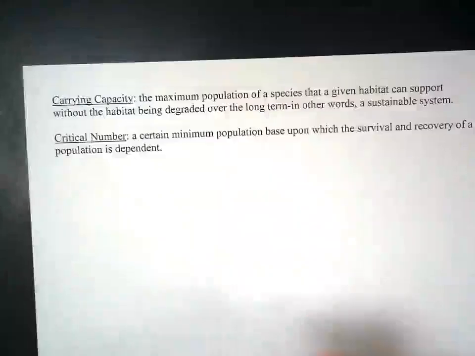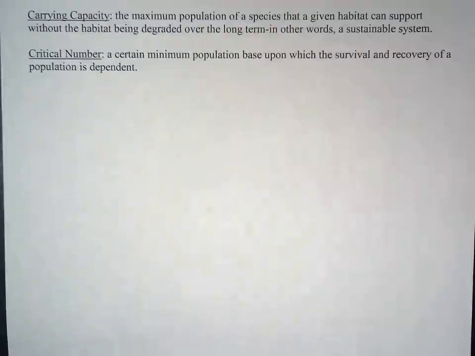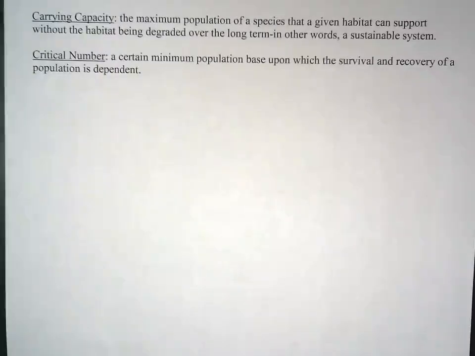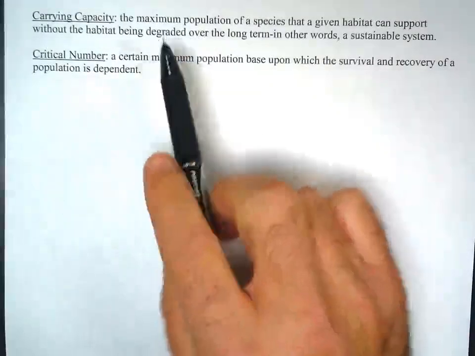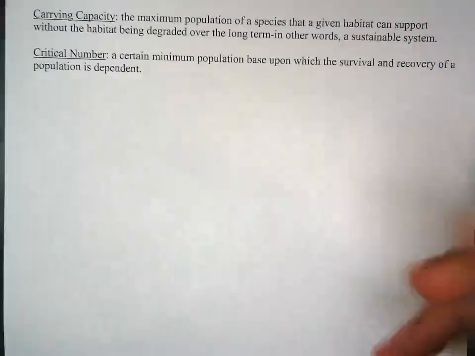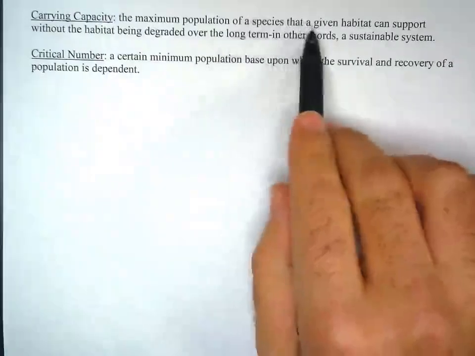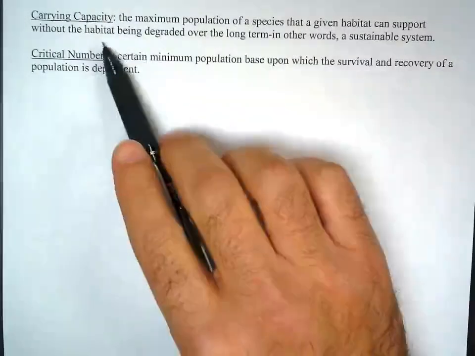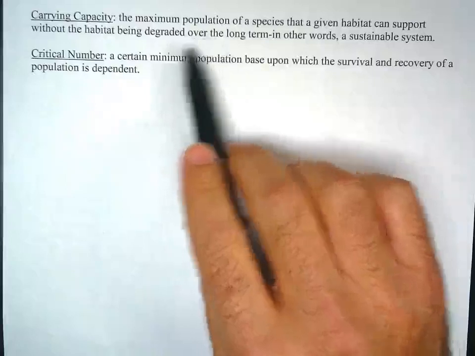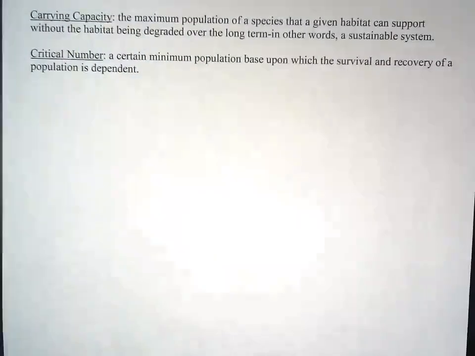Last 2 things from these notes section are just the definitions of carrying capacity and critical number. These are also related to the population. Carrying capacity. Capacity means like the limit to the amount of something. The maximum population of a species that a given habitat can support without the habitat being degraded, that means harmed, over the long term. In other words, a sustainable system.